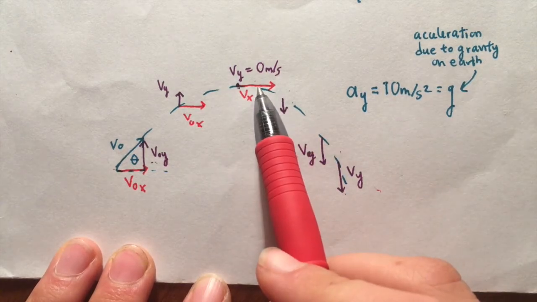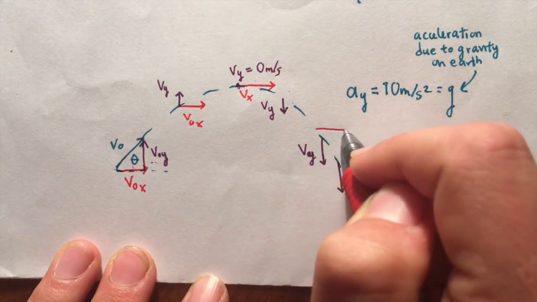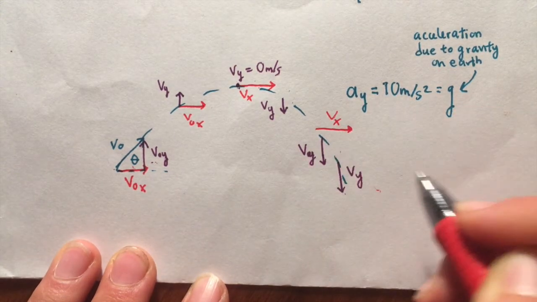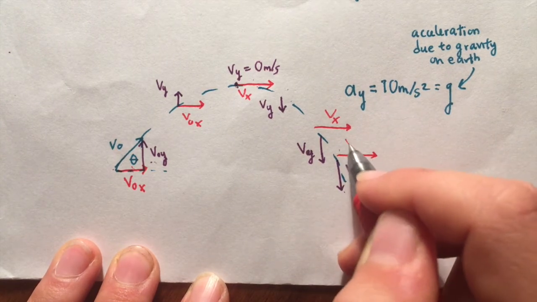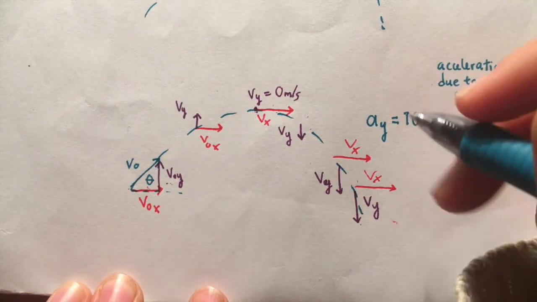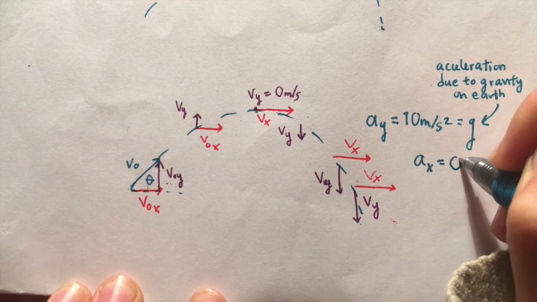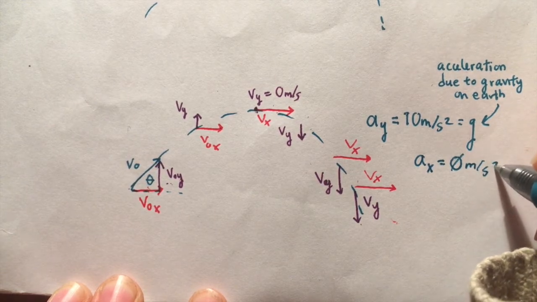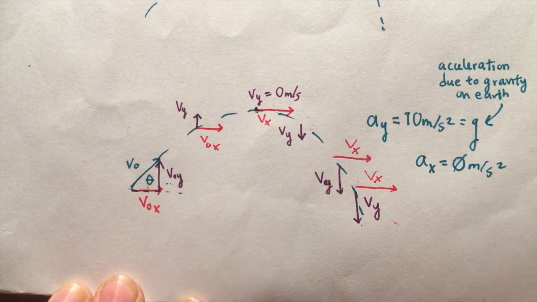It's moving horizontally with the same horizontal speed that it had at the beginning, and that horizontal speed stays the same because there is nothing whatsoever to change it. There's no force to change that horizontal speed. In a projectile motion problem, one of the most important things to note is that the acceleration in the x direction is equal to 0 meters per second squared. There is nothing accelerating the object in the horizontal direction, which means the horizontal component of the speed does not change.